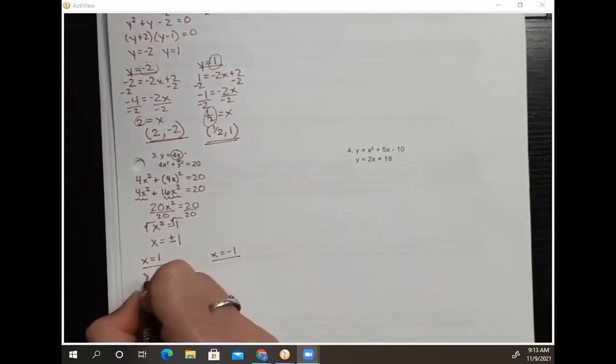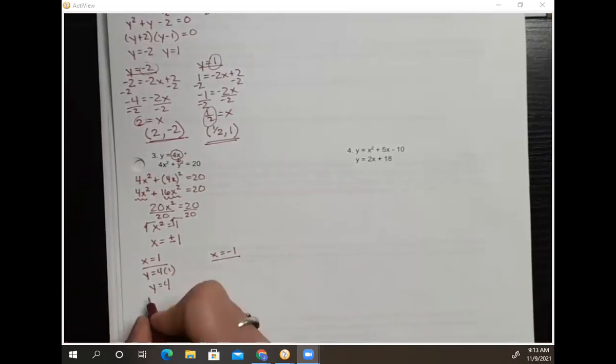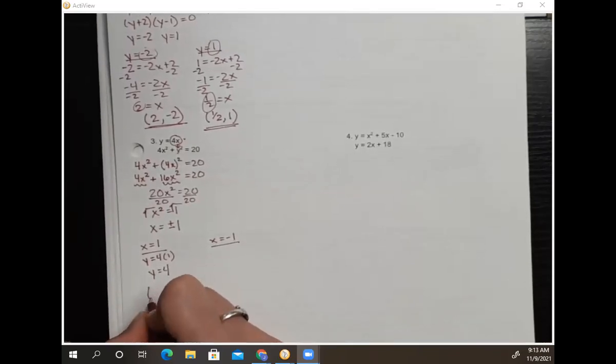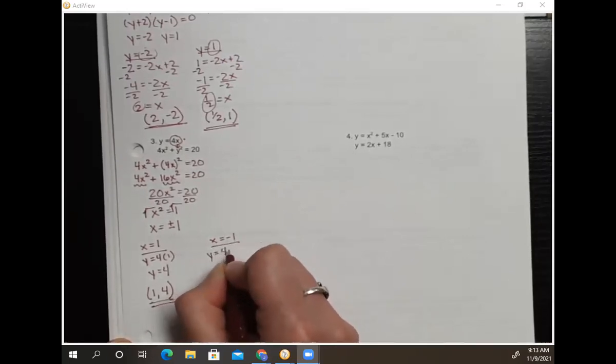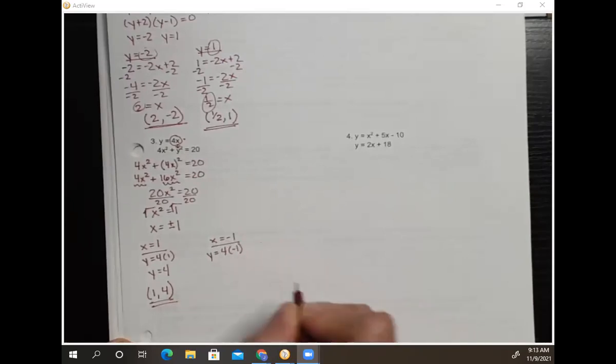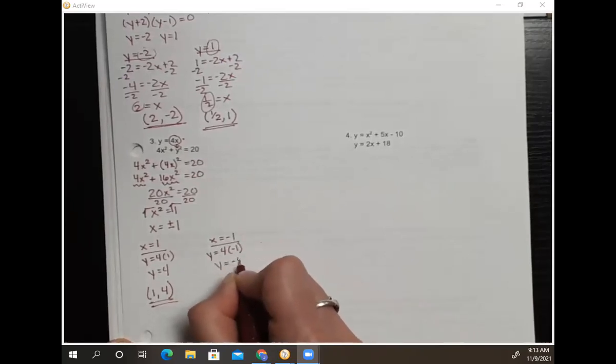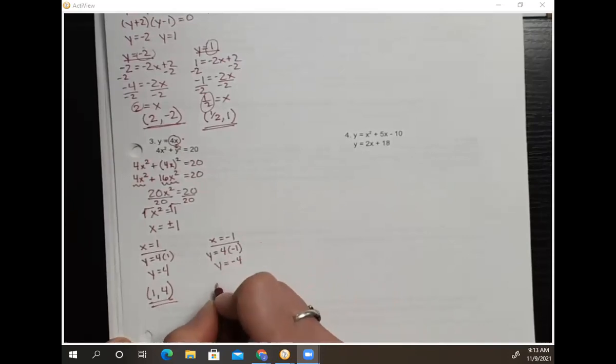When I plug in x equals 1, I get y equals 4 times 1, which is just 4. So I have a solution at 1, 4. When I plug in negative 1, I get y equals 4 times negative 1. So y equals negative 4. And I get a solution at negative 1, negative 4.